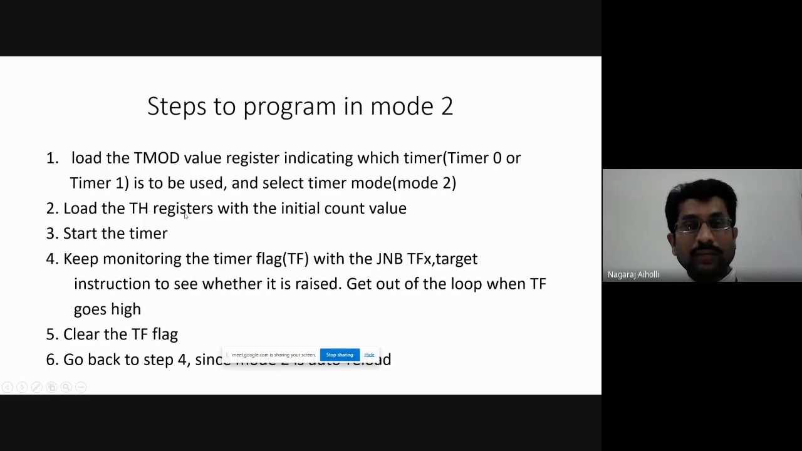In mode 1 programming, what happened? From the 6th step, it went to the 2nd step. That is, the starting value was loaded again and the timer was started. Then it was monitoring the overflow flag. But here in mode 2 programming, from the 6th step, it will go back to step 4. It will directly monitor the overflow flag. It will not reload the starting value because it is done automatically. The timer itself will take care of reloading the starting value.